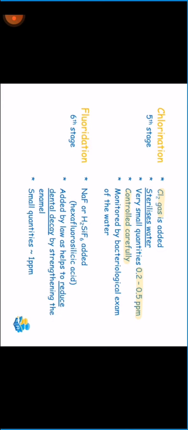The sixth stage is called fluoridation. And don't forget, it's important that you include the D in fluoridation. In fluoridation, you would add sodium fluoride or hexafluorosilicic acid. This is added by law to help reduce dental decay by strengthening the enamel of your teeth. Very small quantities of this are added, approximately 1 part per million.